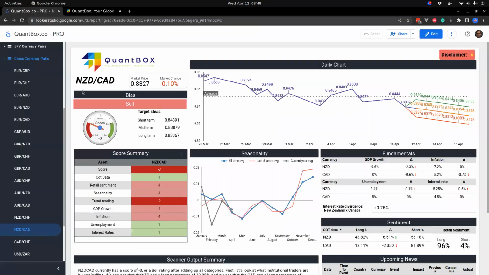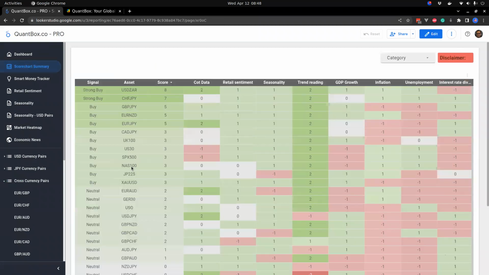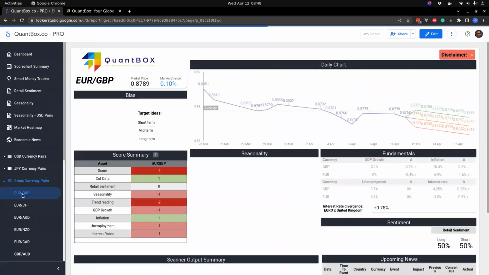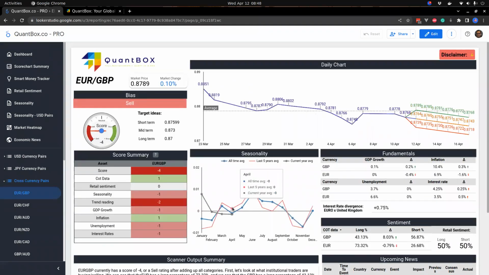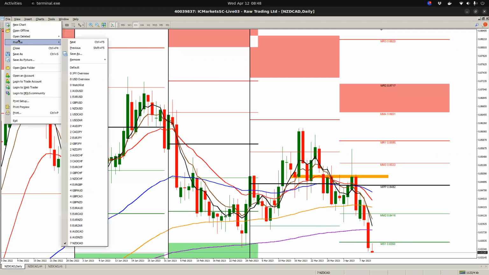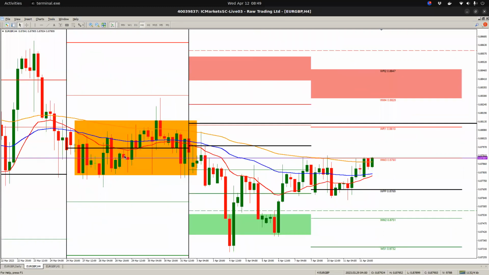All right, move on. Let's take a look at the score chart summary again. We're looking at Euro Pound. Euro Pound is coming through with the bias of seasonality, which is currently, you can see April's a bullish month for Euro Pound. Let's take a look. So it's going against the bias. Okay, that's the H4 time frame.